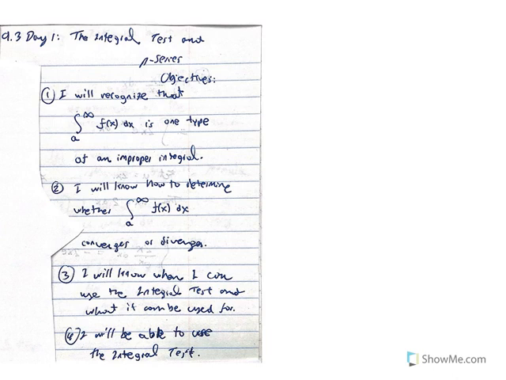Having reviewed indefinite integrals and definite integrals, we are now ready to take a look at objective 1. What is an improper integral? And you will recognize this particular type as being one type of an improper integral, and you will know how to determine whether an improper integral converges or diverges.